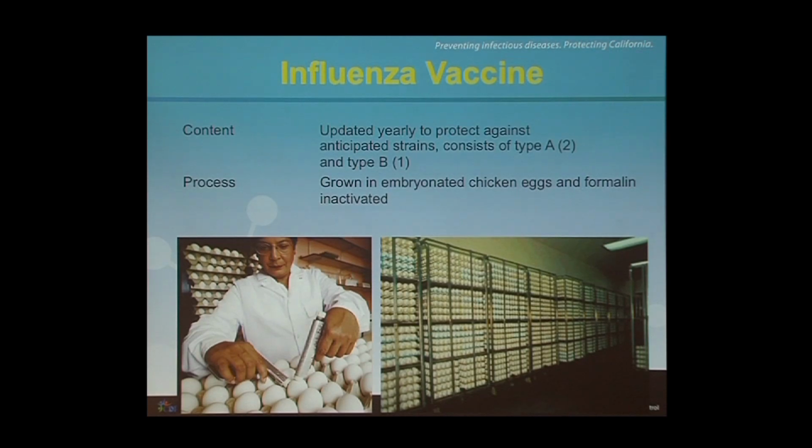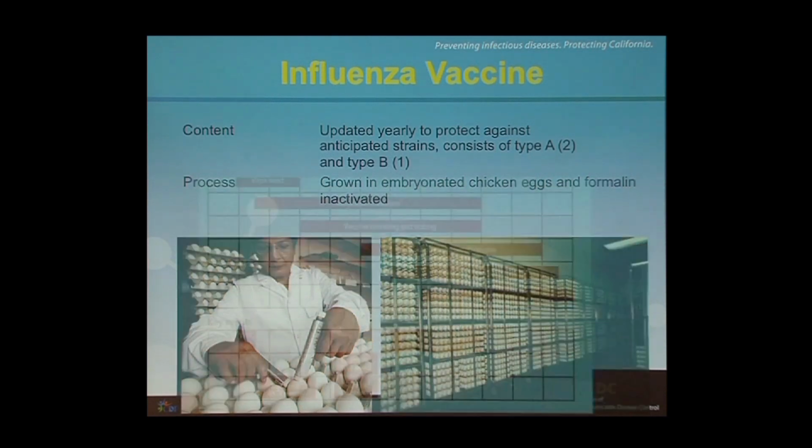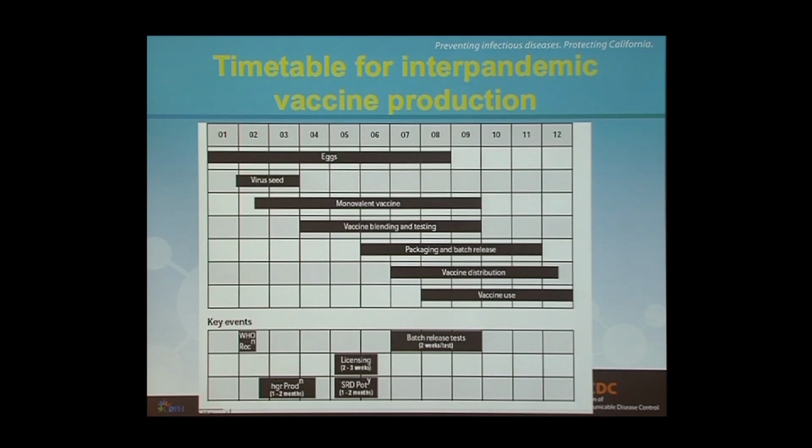Last season, we had about 125 million vaccine doses in the U.S. available. That's approximately 125 million eggs that were required to make that. And here's the timetable. So we're doing surveillance right now. And as I mentioned, laboratories around the world, including California and the U.S., are looking at influenza viruses, sending to CDC, sending to WHO, and figuring out what strain is circulating.